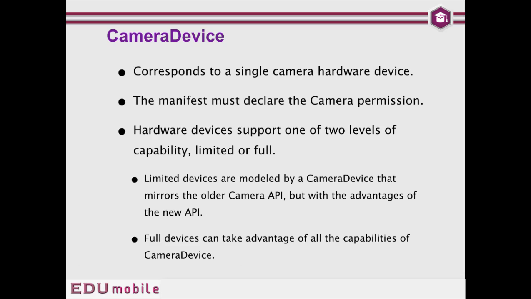So limited devices, camera device will fall back on a kind of legacy camera device. Now, it still uses the same API, it still has the same functionality and convenience, but it mirrors the older camera API. So a limited device simply does not support the full list of possible capabilities of the full Lollipop specification for camera device. Full devices, however, do. They can take advantage of all the capabilities of camera device. So camera device is the software class that models the hardware device.